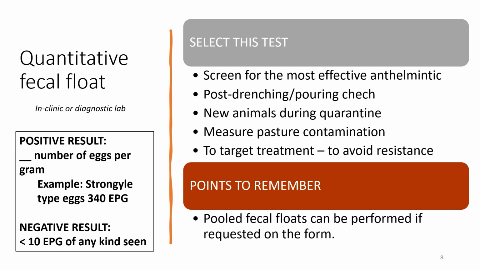Again, we want to target treatment to avoid resistance, and that is our recommendation for the future. To know which animals you want to treat, a quantitative fecal float will give you the best idea. Now, we can do a pooled fecal float if you send us maybe 10 samples and write on the request form that you want a pooled sample. We can pool it here for you at the KSVDL and run this quantitative fecal float.